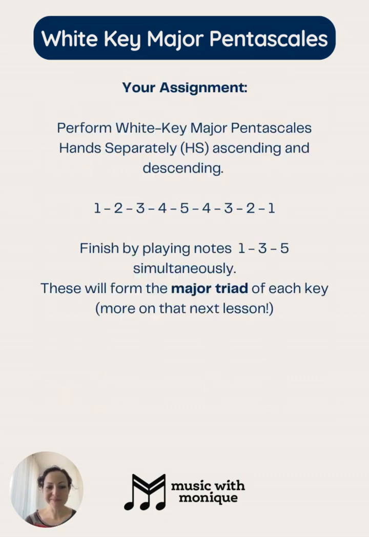So your homework will be to play these up and down, each hand separately, and then end with the first, third, and fifth note of the scale. That'll give us a major triad, and I'll demonstrate here in a second.